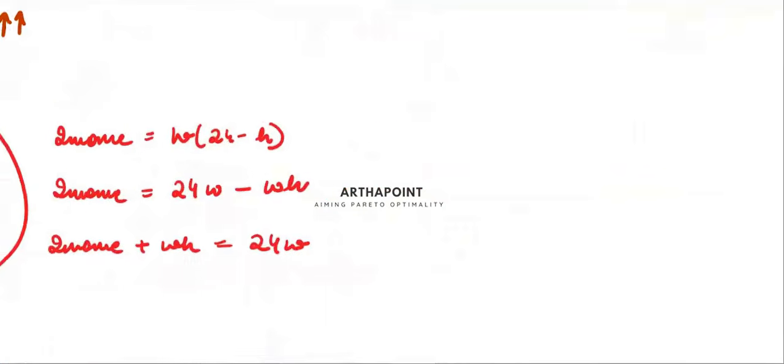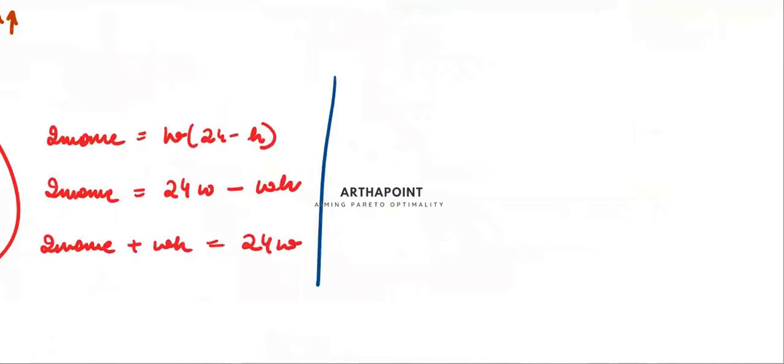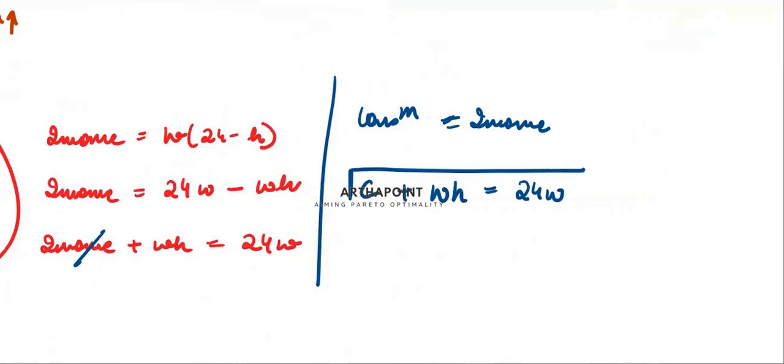Now just think about this, okay? Suppose I tell you that whatever is my income, I use it for consumption. So income is equal to consumption. So here I replace it with consumption: C plus WH is equal to 24 into W. This is your equation of the budget line.